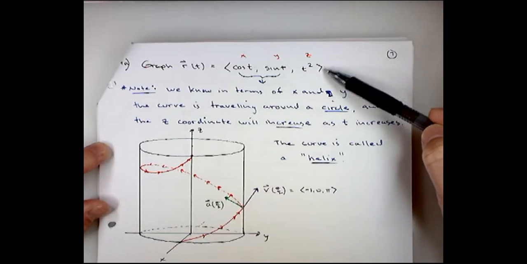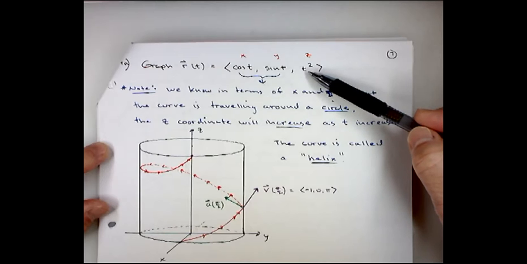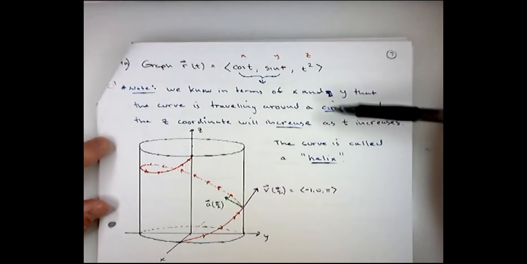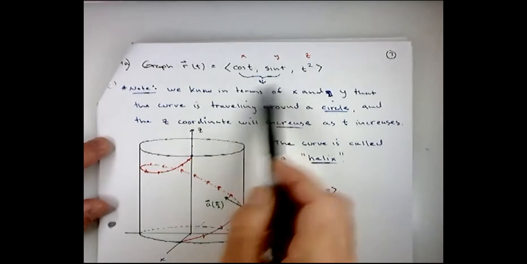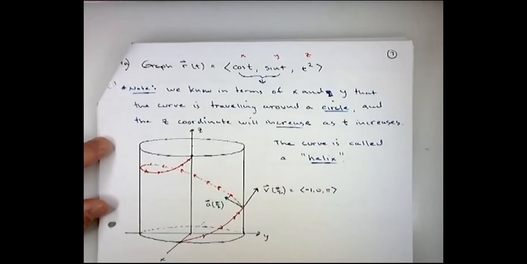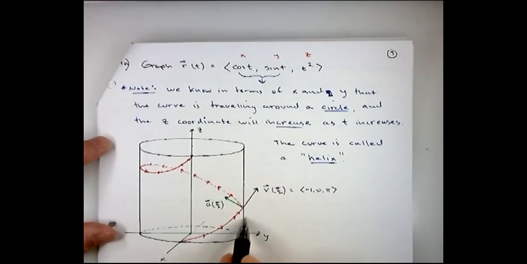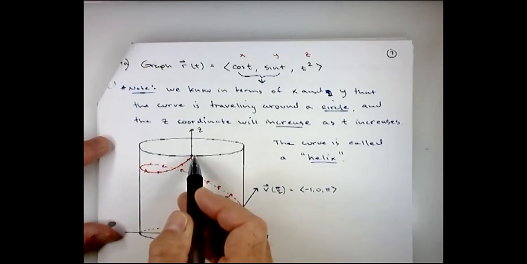But for this three-dimensional vector, my z component is t squared. And you can see that my z component, as time increases, is going to get bigger and bigger and bigger. So logically then, to think about what this curve looks like, you're traveling around a circle in terms of x and y, but your z value is getting bigger. So you can picture it's like traveling around the outside of a cylinder where your z value is constantly increasing. And you get this curve.